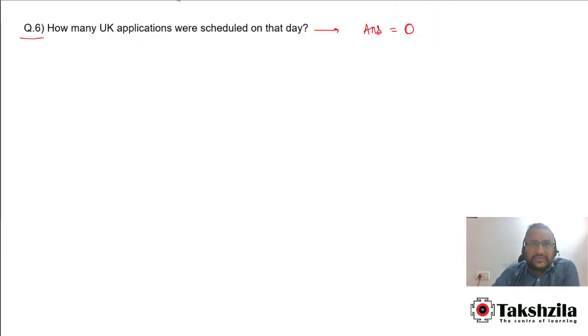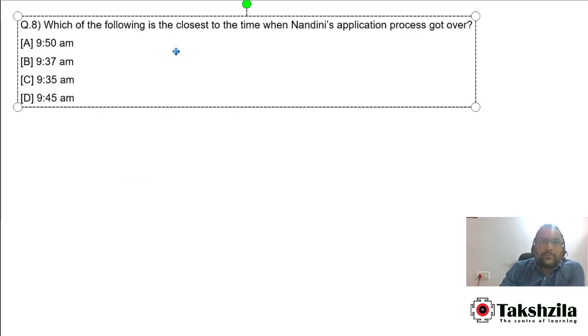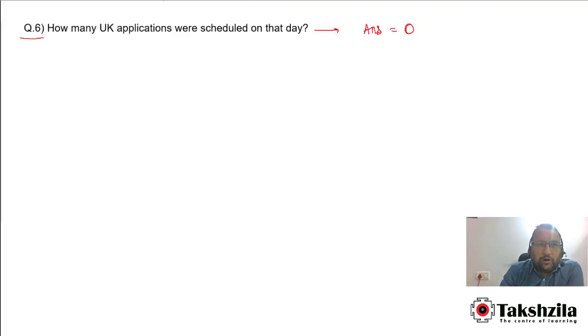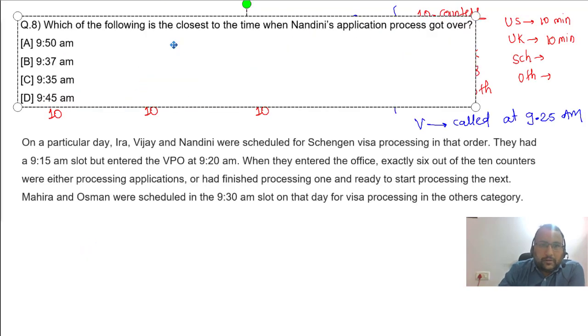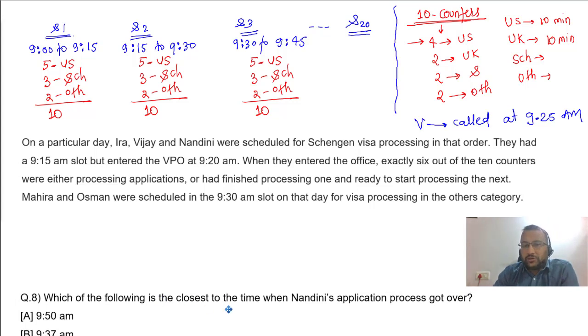After question number 6, let's have a look at question number 8 now. Question number 8 is: which of the following is the closest to the time when Nandini's application process got over? So Nandini came for the application of Schengen visa. So let's have a look at it.